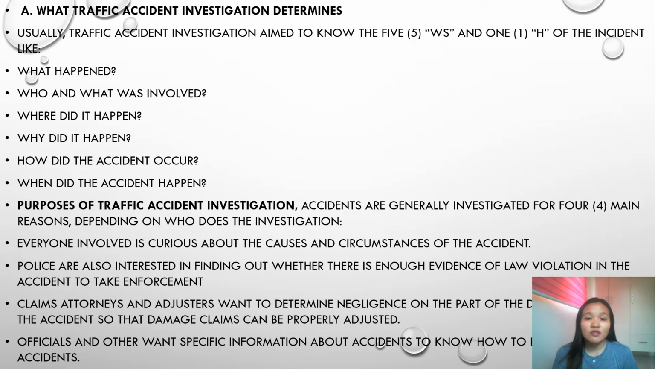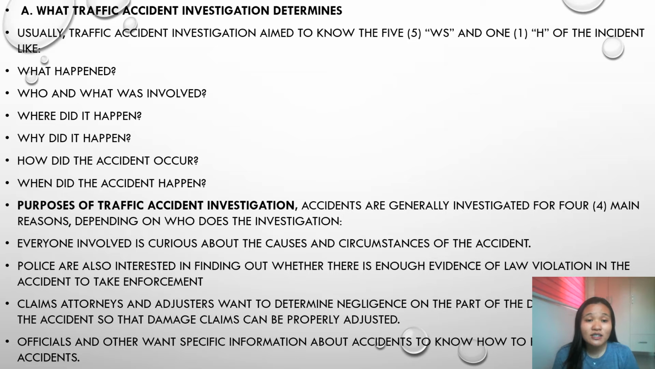Purposes of traffic accident investigation. Accidents are generally investigated for 4 main reasons depending on who does the investigation. Everyone involved is curious about the causes and circumstances of the accident. Police are also interested in finding out whether there is enough evidence of law violation in the accident to take enforcement. Claims attorneys and adjusters want to determine negligence on the part of the drivers involved in the accident so that the damage claims can be properly adjusted.